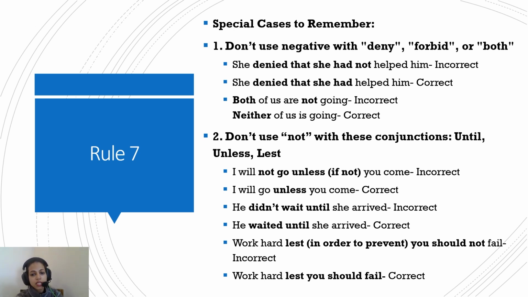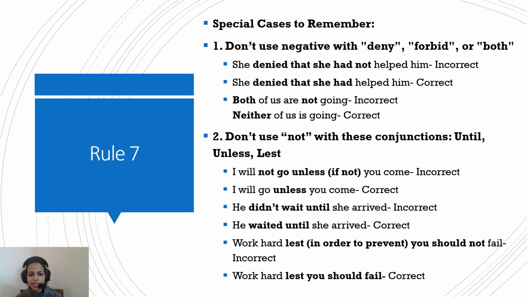Similarly, both of us are not going. So, both of us are not going is very confusing actually. Neither of us is going is clear. Like if there are two of us, both of us are not going, but the right way of saying it is: neither of us is going. Clear enough. Okay.